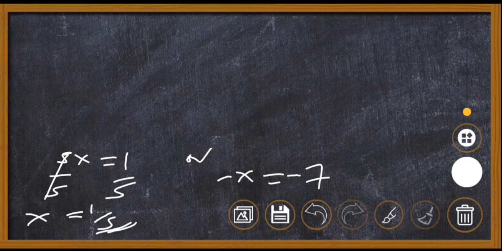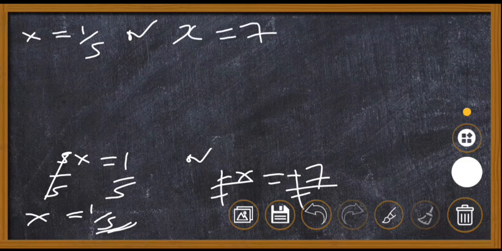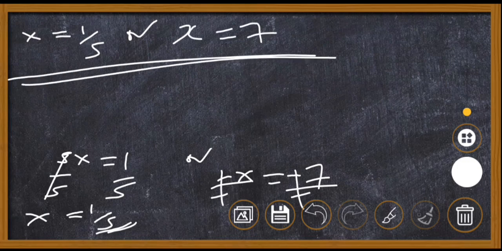So remember, we already have found the value of the first one, which of course is 1 over 5, or we have negative x equals negative 7. So what we can do is simply divide negative to both sides and then cancel them out. So we remain with what? x equals positive 7. So these are the two values of x. So this is basically how we simplify.